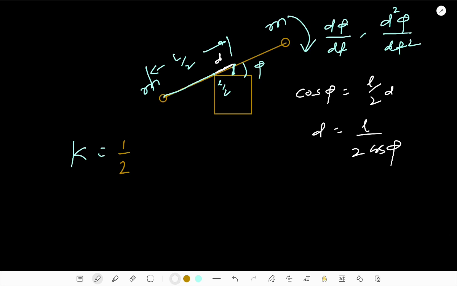This phi is even smaller than phi naught, which was already very small. So this phi must be very small. That means we can approximate cos phi with 1, and the operational value of cos phi we are going to put here is 1. So this length d is simply L by 2, a small l by 2.